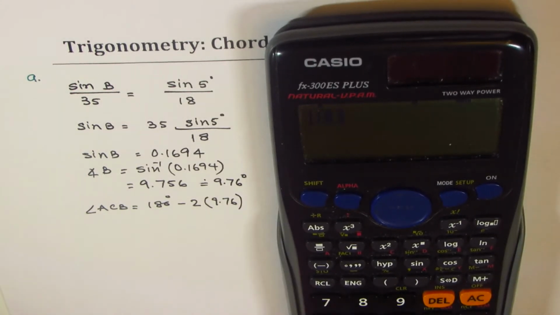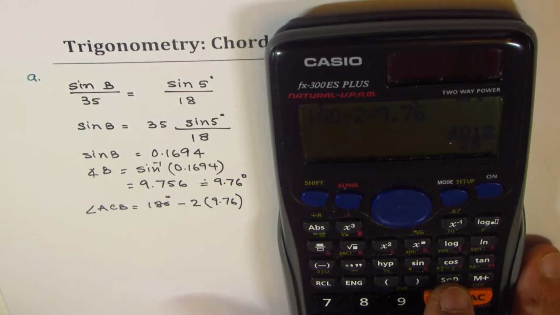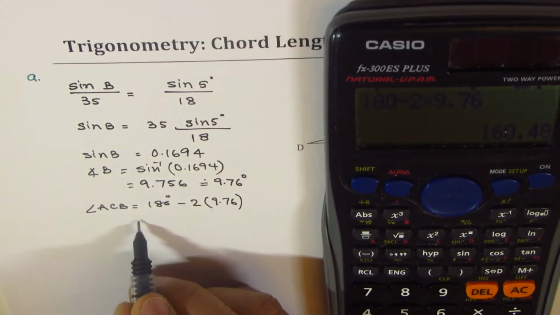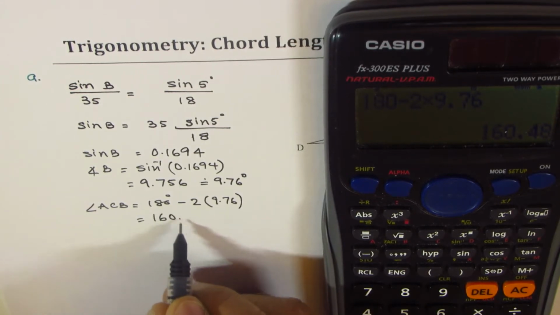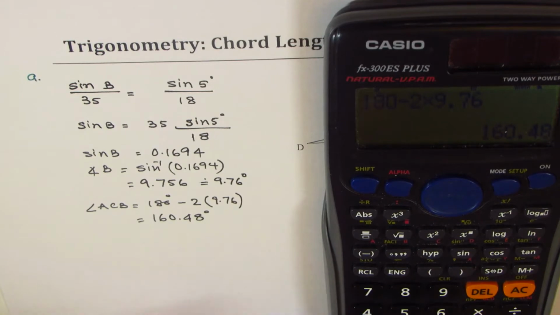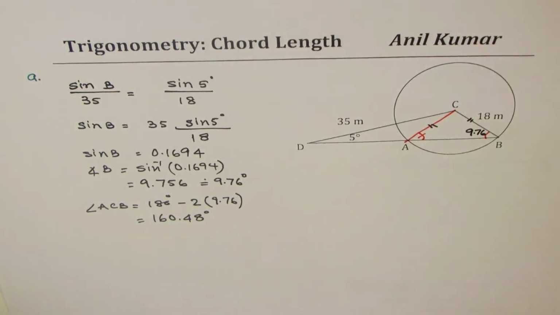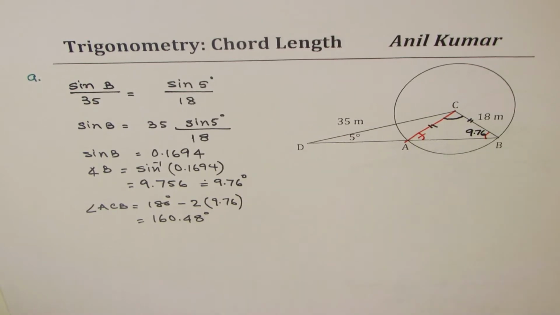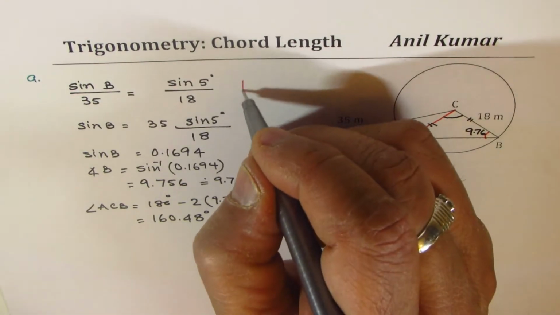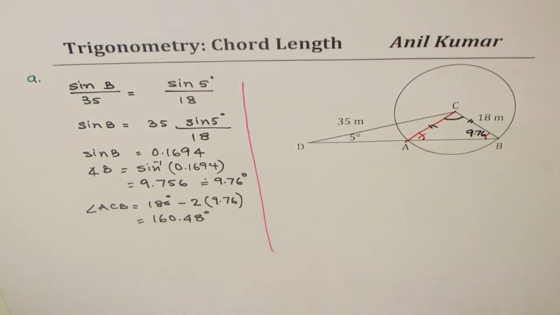So it is 180 minus 2 times 9.76, which is equal to, in decimals, 160.48 degrees. Since we know angle C now, we can again apply the sine law and find the segment AB.